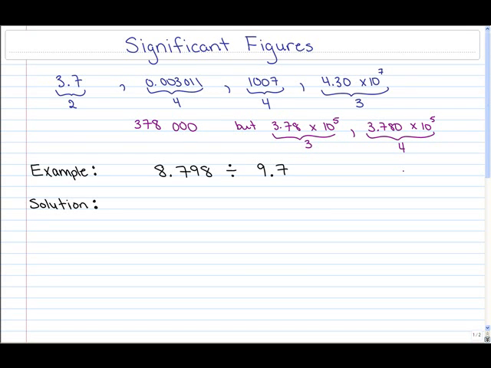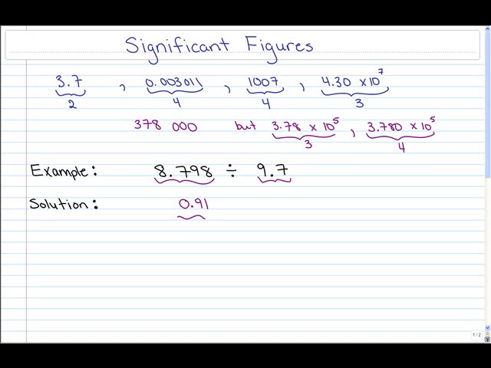Okay, so when dividing 8.798 by 9.7, you will get 0.91 because keep in mind that this first number has a total of 4 significant figures, whereas the second number has a total of 2 significant figures. So the final answer has to have the same number of significant figures as the number in the question with the least amount of significant figures, where in this question it would be 2 significant figures. So my final answer here is 0.91.